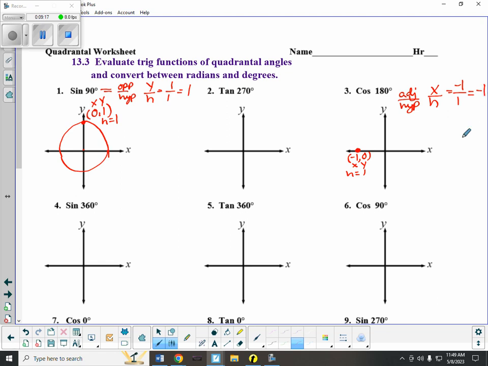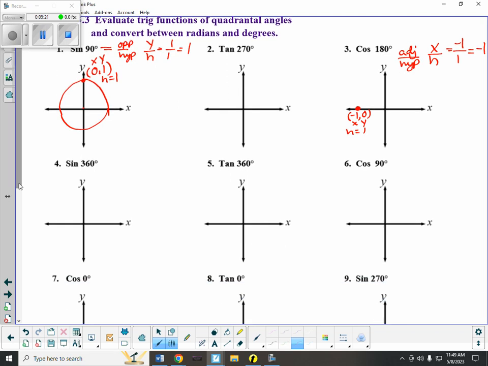All right, and let's just look at one more and then we will be done with this lesson. So let's do the tangent of 360. How about? Well, 360 degrees goes all the way around, so it's right back here. This point is 1, 0. So that's your x, that's your y. Hypotenuse equals 1. So the tangent is y over x. So it'd be 0 over 1, which is 0.